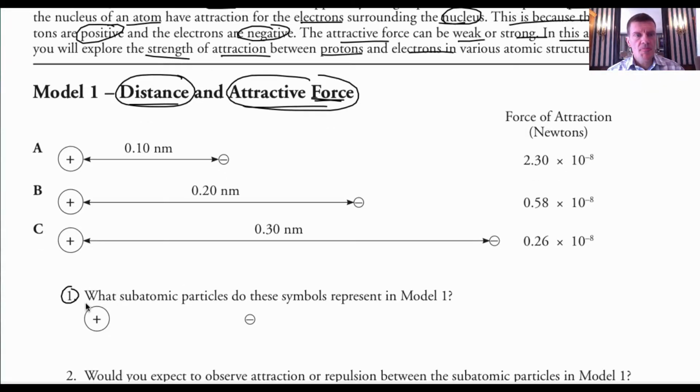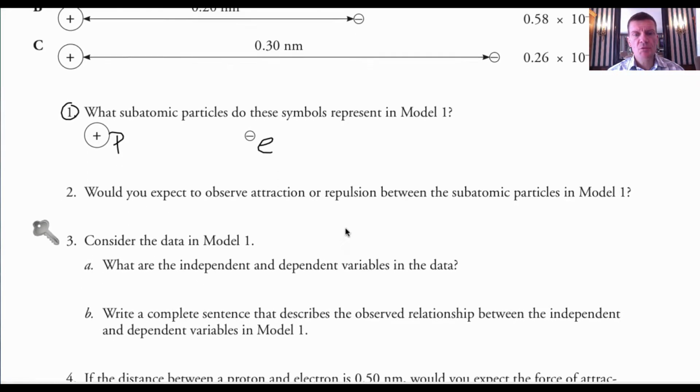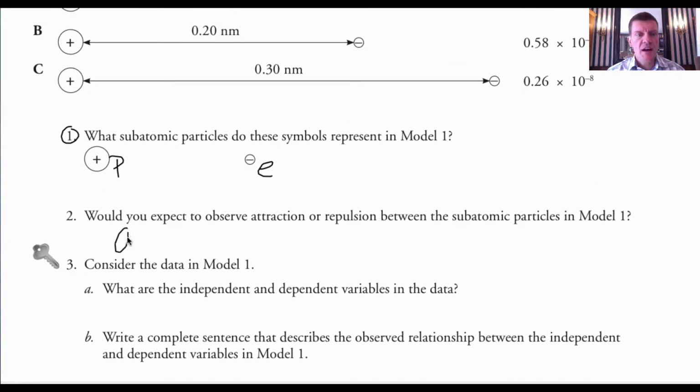Question number 1 says, what subatomic particles do these symbols represent in Model 1? Well, plus would be a proton, negative over here would be our electrons. So we've got positive protons and negatively charged electrons. Would you expect to observe attraction or repulsion between the subatomic particles? Opposites attract. So opposite charges attract, and we're expecting to see attraction in this case.